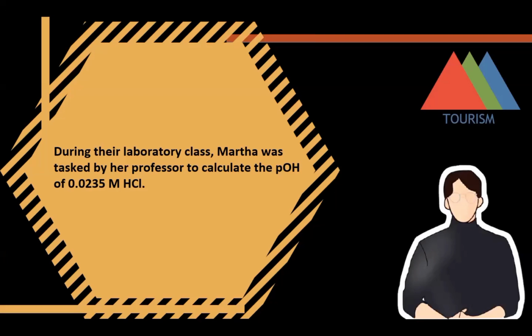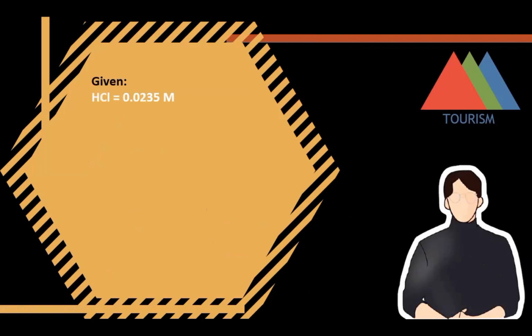Problem 5. During their laboratory class, Martha was tasked by her professor to calculate the pOH of a 0.0235 moles of hydrochloric acid solution per liter. So first, let's write the given, which is the concentration of hydrochloric acid is equal to 0.0235 moles per liter.